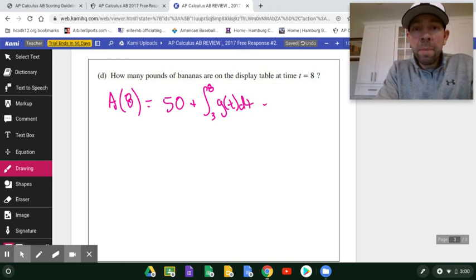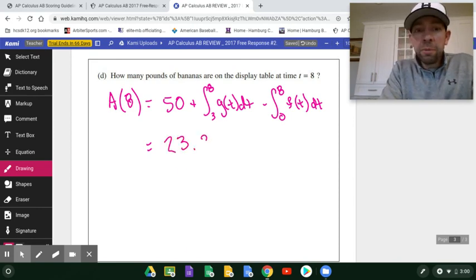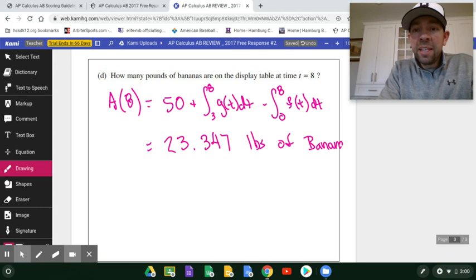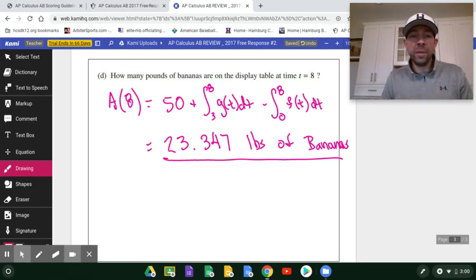All right, minus the integral from 0 to 8, and that would be F, the rate at which the customers removed them. And again, just plug this all into your calculator, and you're going to get a nice 23.347 pounds of bananas. And that's an instantaneous snapshot of how many pounds of bananas are sitting on the table precisely when T equals 8.